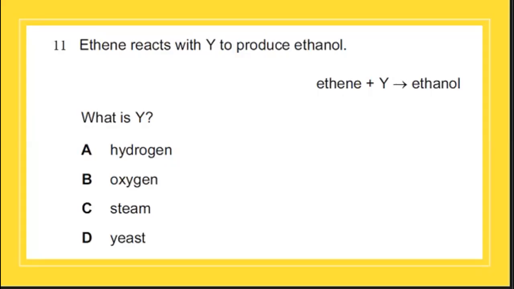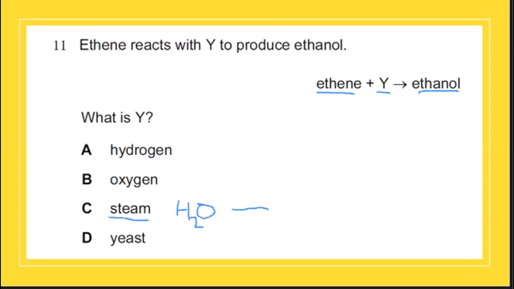Number 11. Ethene reacts with Y to produce ethanol. They show you ethene reacting with Y, and it's giving you ethanol, and they ask you, what is Y? So ethene reacts with Y. Y has to be steam or water vapor, H2O.